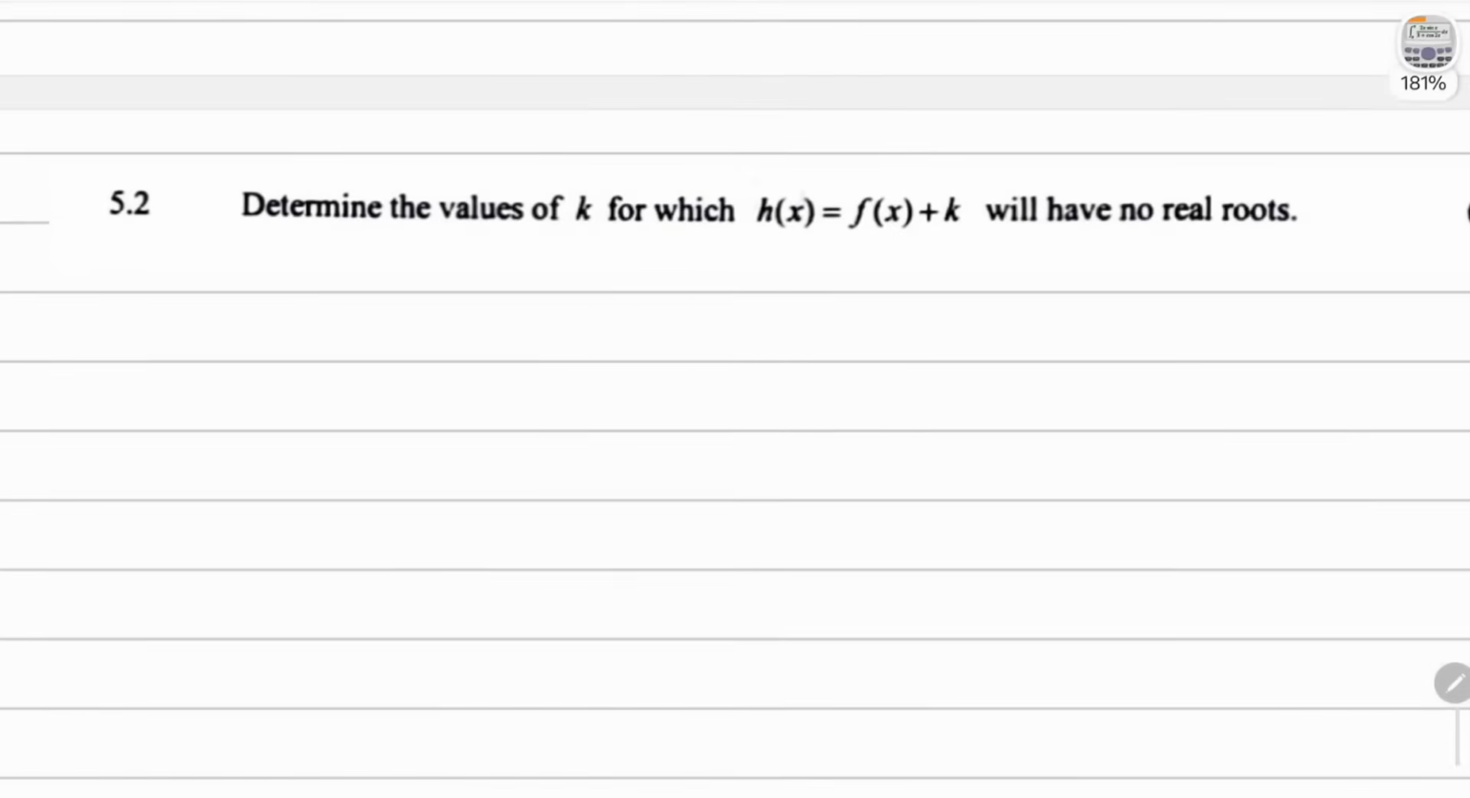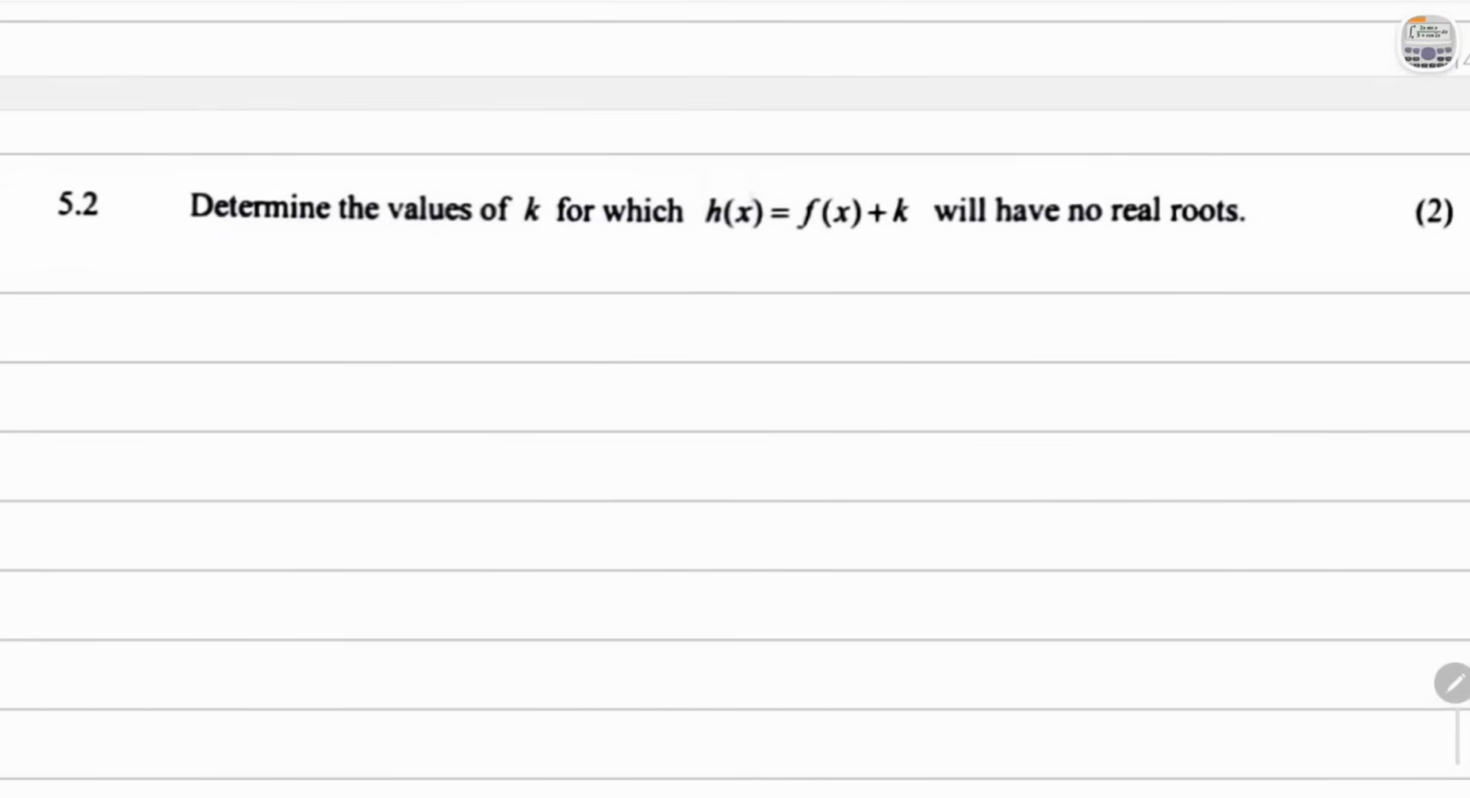The next question, 5.2, says, determine the values of k for which h of x is equal to f of x plus k will have no real roots. Okay, so this is just a nature of roots question. Also grade 11 knowledge. Okay, so let's write down our equation.